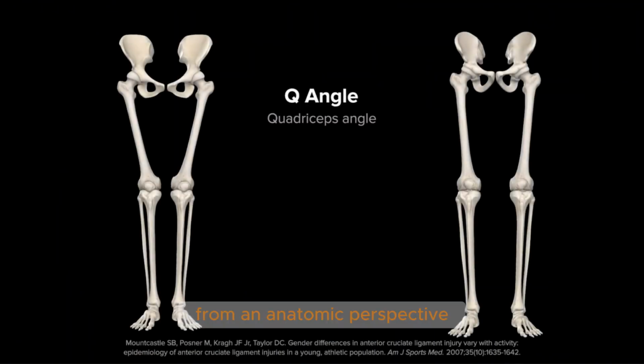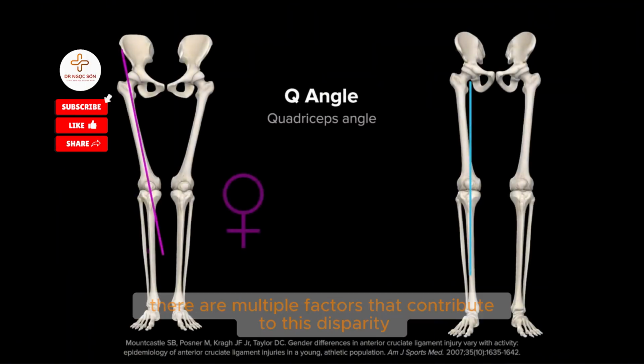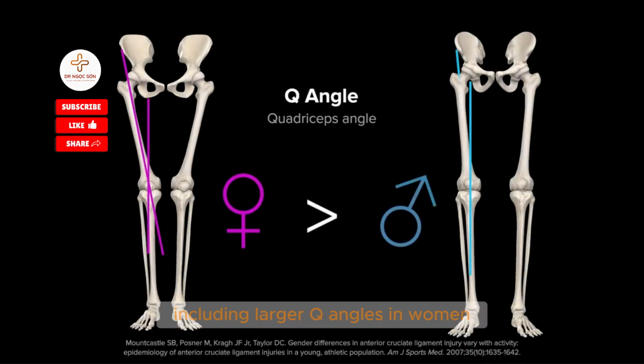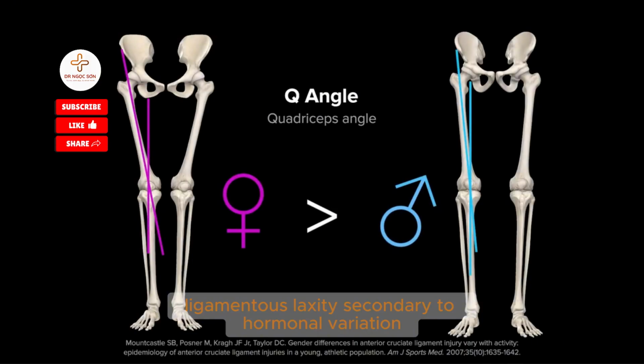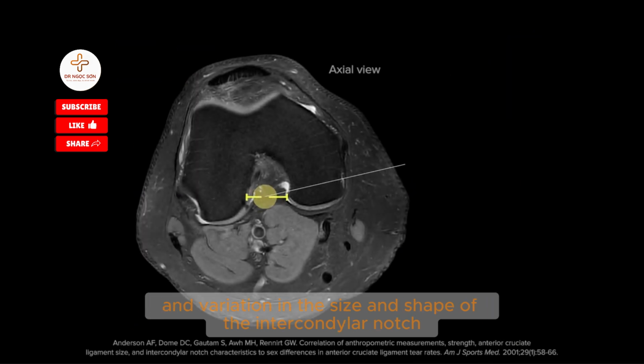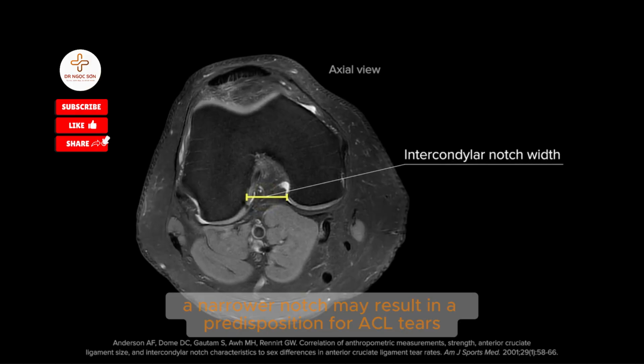From an anatomic perspective, there are multiple factors that contribute to this disparity, including larger Q angles in women, ligamentous laxity secondary to hormonal variation, and variation in the size and shape of the intercondylar notch. A narrower notch may result in a predisposition for ACL tears.